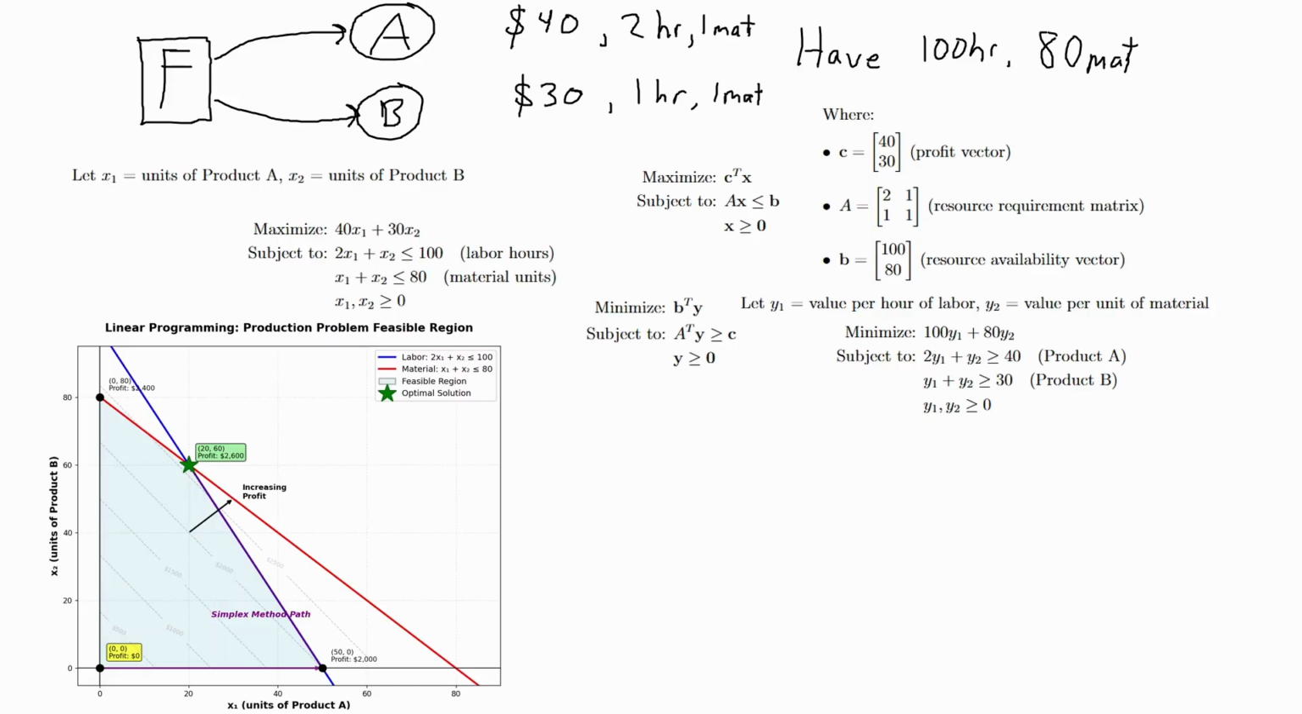So looking at our first constraint, what this says is that the total value of resources needed for product A, 2 hours of labor at price y1 and 1 unit of material at price y2, must be at least $40 because that's the profit that product A generates. So if it were less than 40, you wouldn't want to sell those resources and you'd want to make product A instead. Same logic for product B. So the dual is asking what's the minimum total value you can assign to your resources, 100y1 plus 80y2, while making sure that the resource value needed for each product is at least as much as that product's profit.